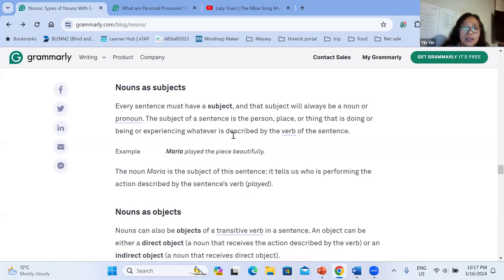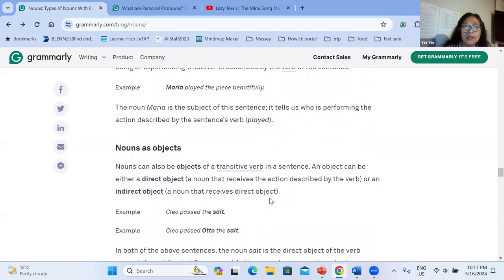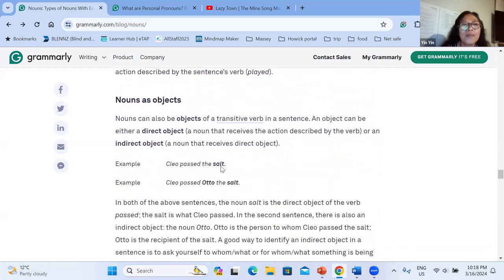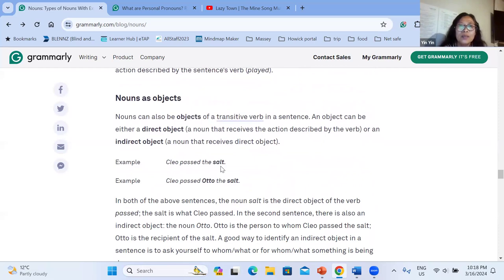So in the sentence, Maria is the subject, and the verb is played. Okay, nouns as objects. Nouns can also be the object of a transitive verb in a sentence. Let's just stay with our object. An object can be either a direct object or an indirect object. A direct object is a noun that receives the action described by the verb.